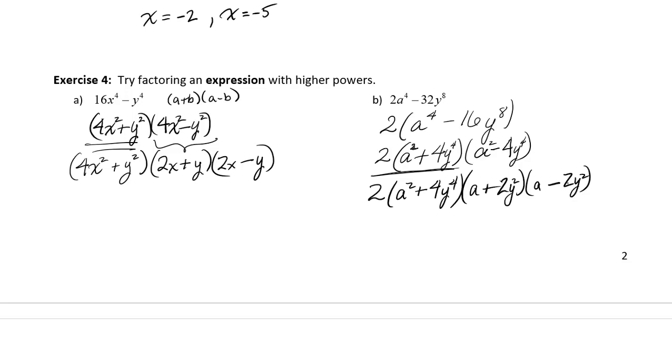Now, it might be best to refresh your memory here because remember, a squared minus b squared is the given difference of two squares, and it factors to a plus b and a minus b. It's the square root of the first, square root of the second, and the signs are different in the binomials. Hopefully that makes sense.